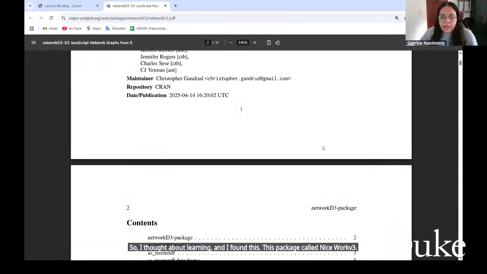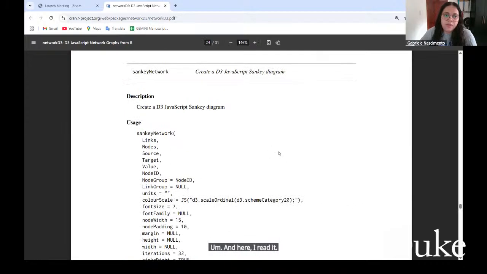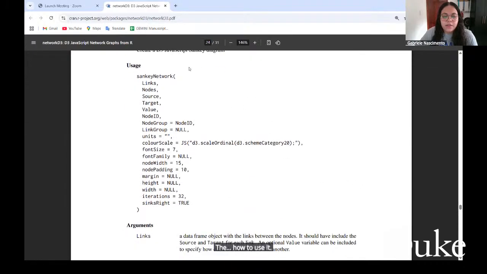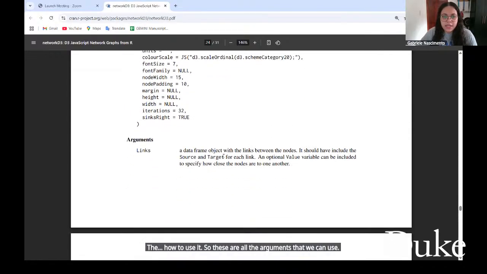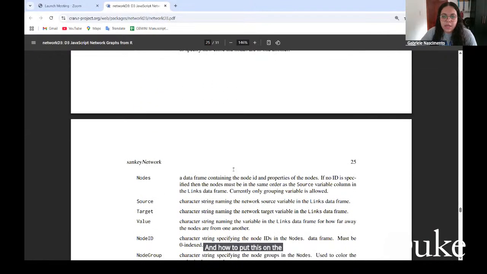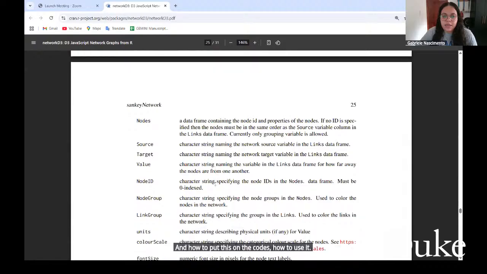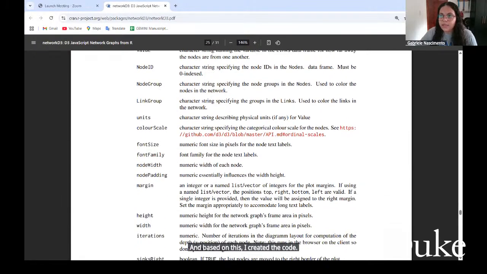Here I read how to use it. So these are all the arguments that we can use and how to put this on the code, how to use it. And based on this, I created the code for the data set that I have.